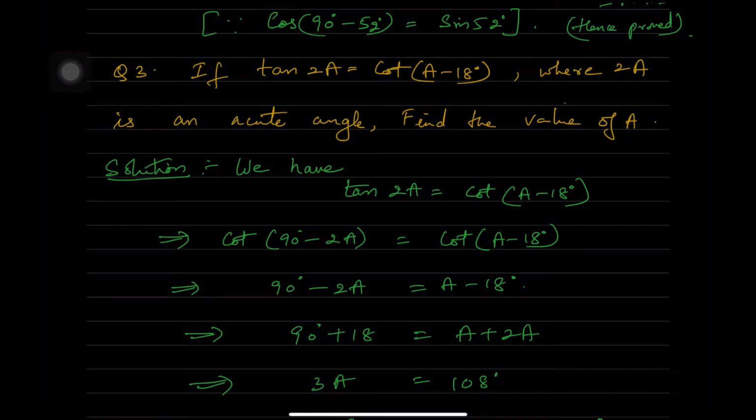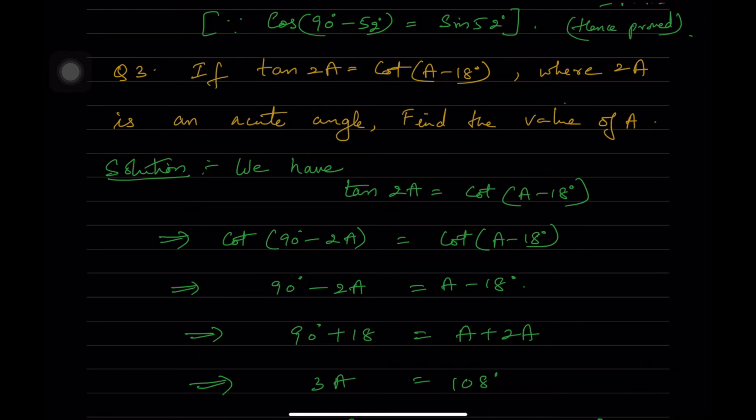Then, if tan 2A is equal to cot of A minus 18, where 2A is an acute angle, find the value of A. So this is also an important problem. Usually you will get this in the exams. So we have tan 2A is equal to cot of A minus 18. Therefore here you can write tan 2A as cot of 90 minus 2A, since cot of 90 minus theta is nothing but tan theta.